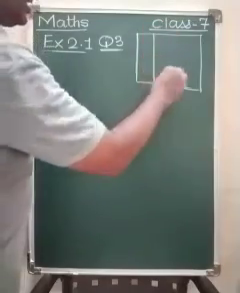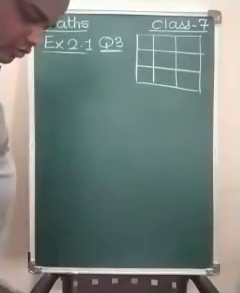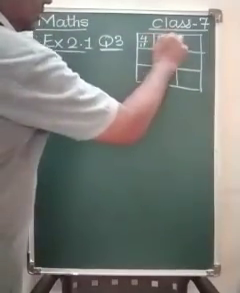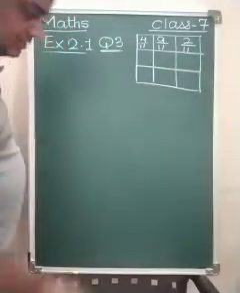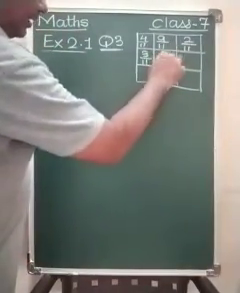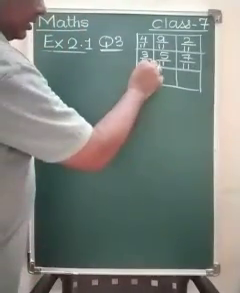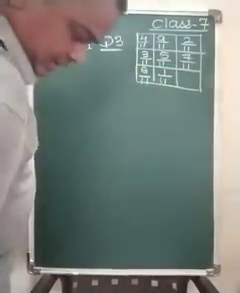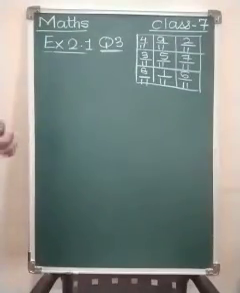Okay, so let us see. In the first row, 4 upon 11, 9 upon 11, and 2 upon 11. Then in the second row, 3 upon 11, 5 upon 11, 7 upon 11. And the third row, 8 upon 11, 1 upon 11, and 6 upon 11. So these are the numbers in the magical square.